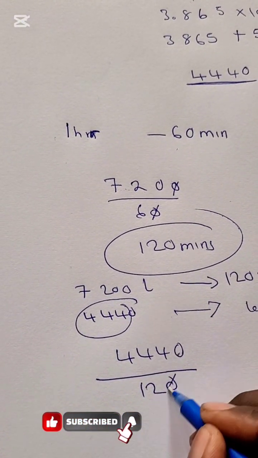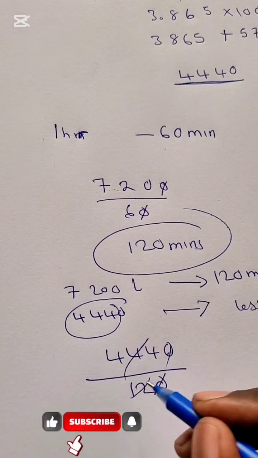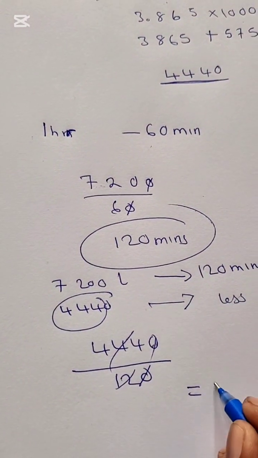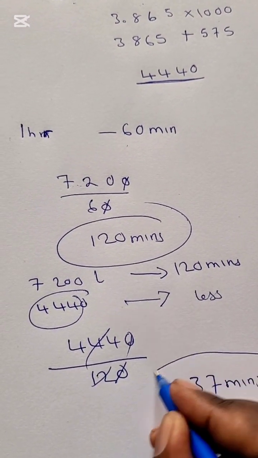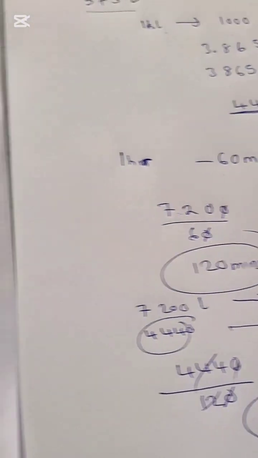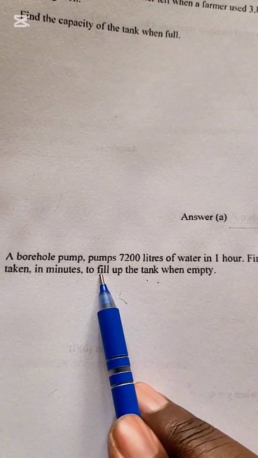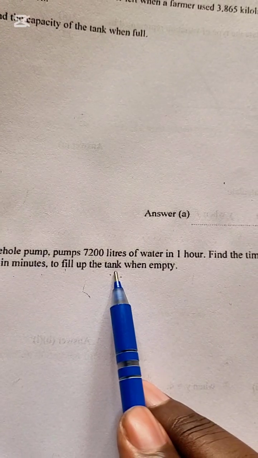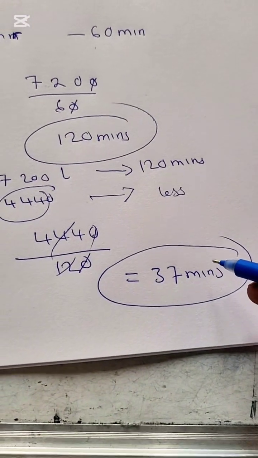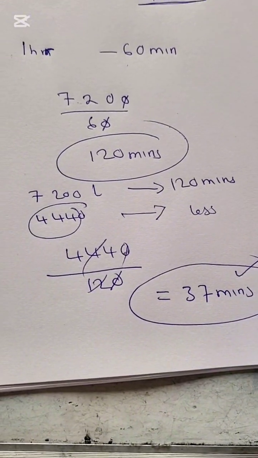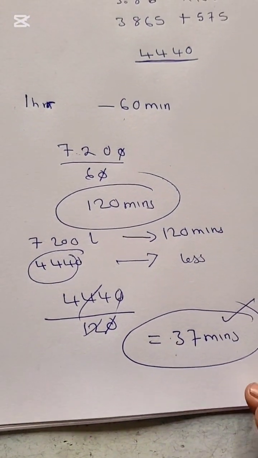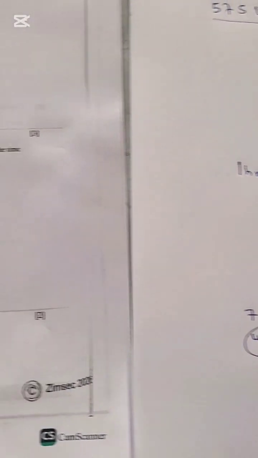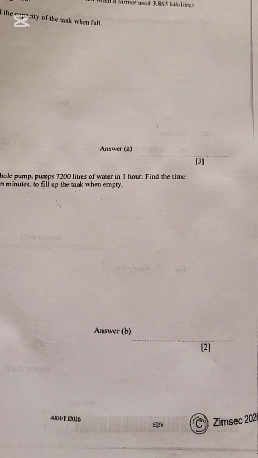Then 120, 12 into this, we get 37 minutes. So the time in minutes to fill up the tank when empty will be 37 minutes. Are we together? So we get 37 minutes to fill the empty tank.